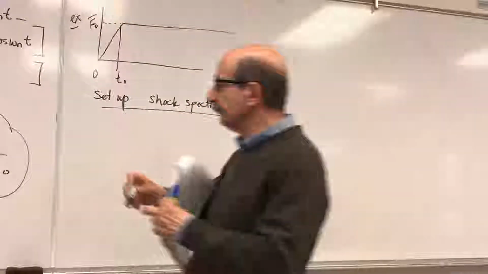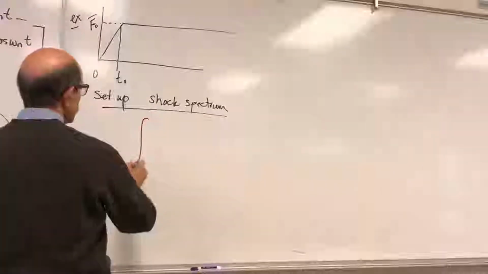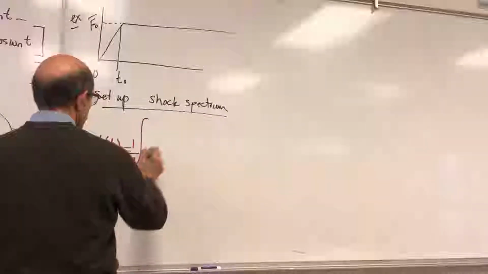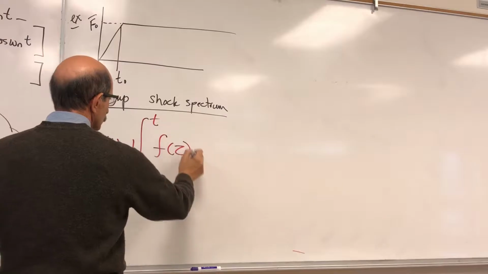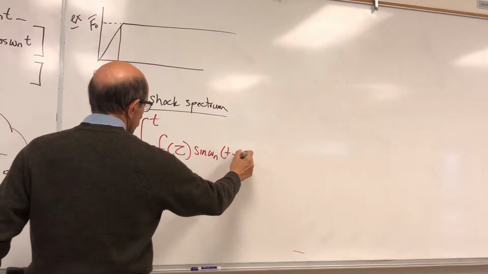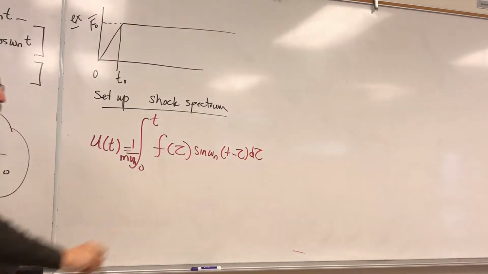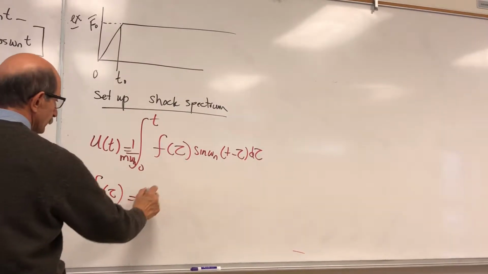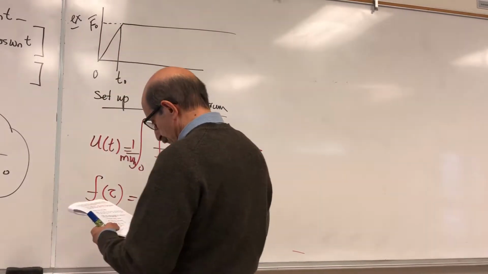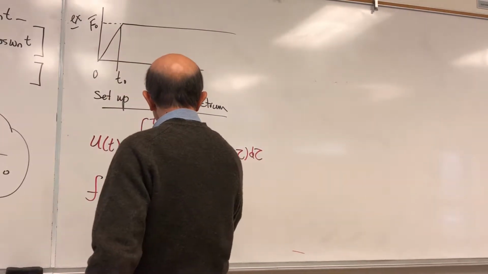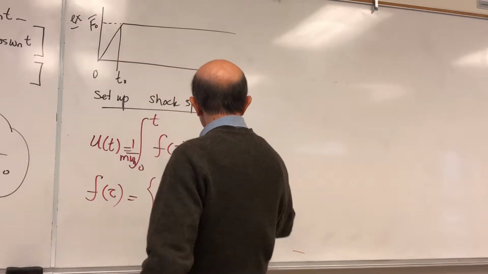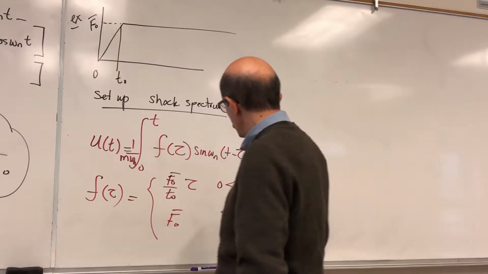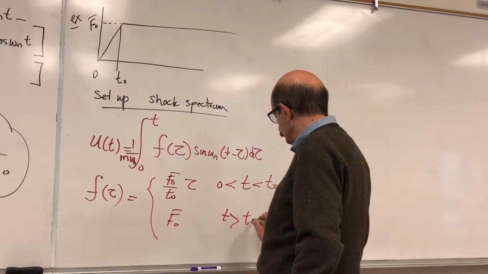Of course, I'm not going to solve the Duhamel integral in its general form, which is 1 over m omega n, integral of f(tau) sine omega n (t minus tau) d tau. I just go to the table that I have and look at when I have a forcing function like this, which is f, given as f0 over t0 times tau when t is greater than 0 and less than t0, and then it is constant when t is greater than t0.